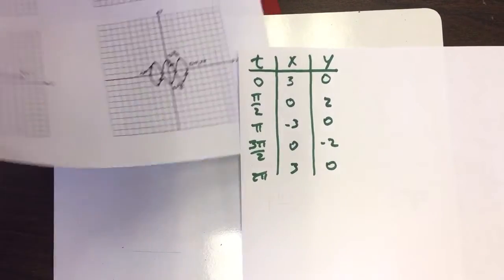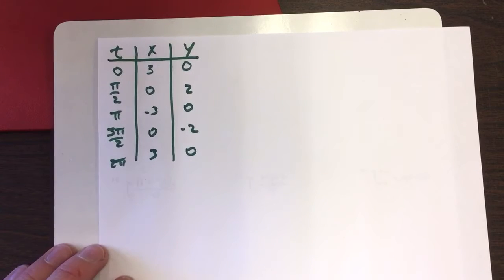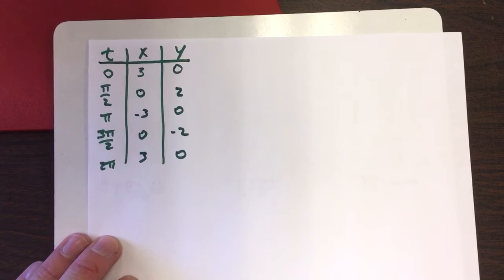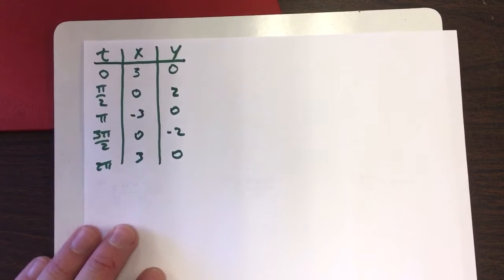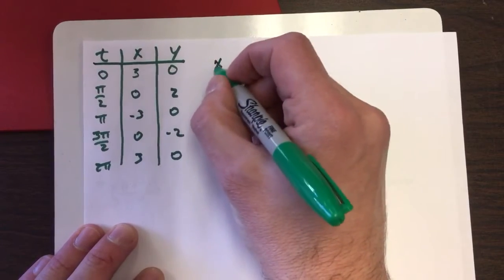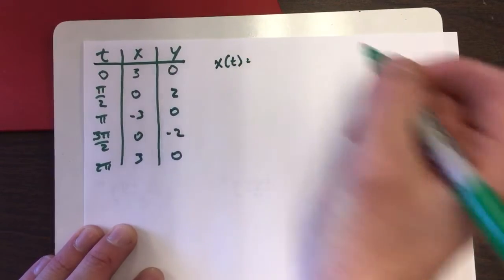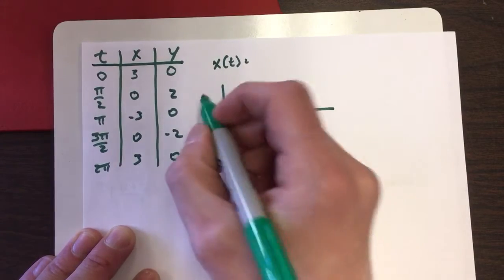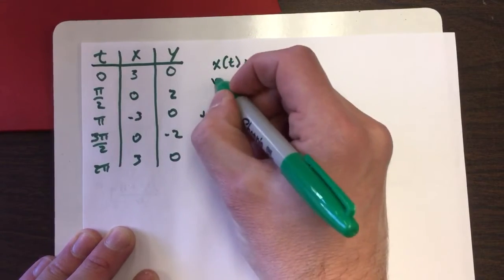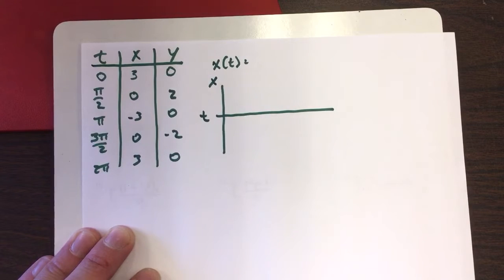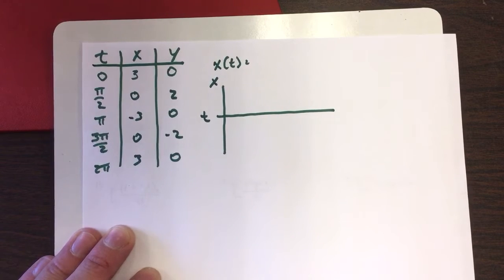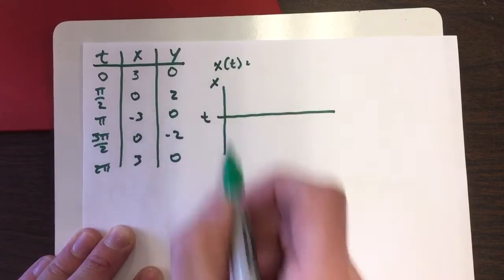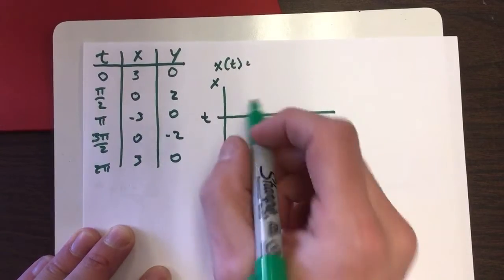Let's put a hold on this. We want an equation for x. We want an equation for y. We can take these separately. If we think about x versus t, now x is usually our horizontal axis, but t defines x, so x depends on t.